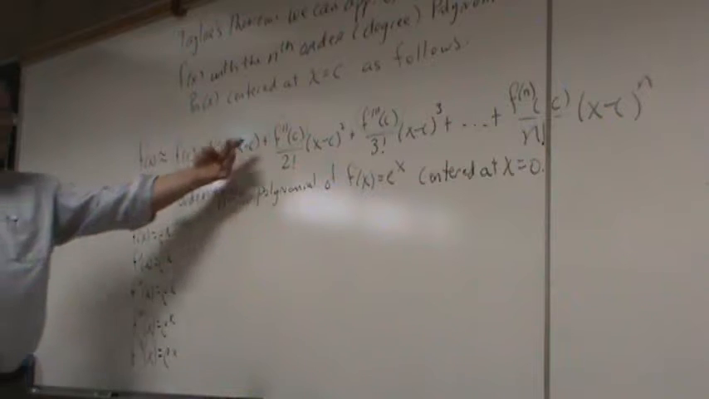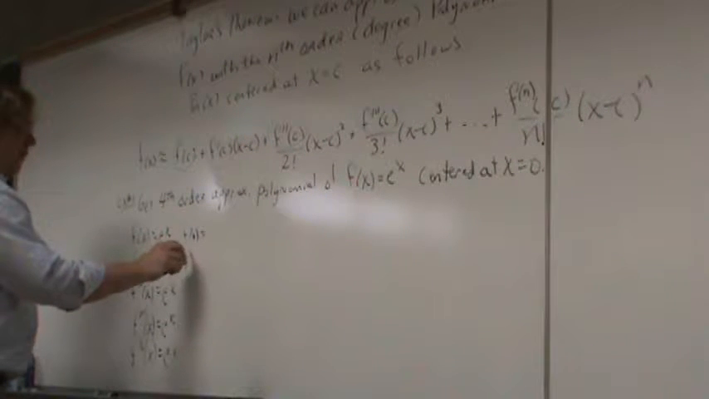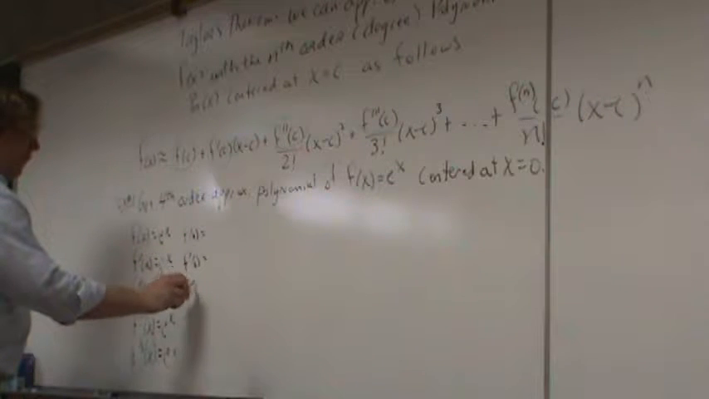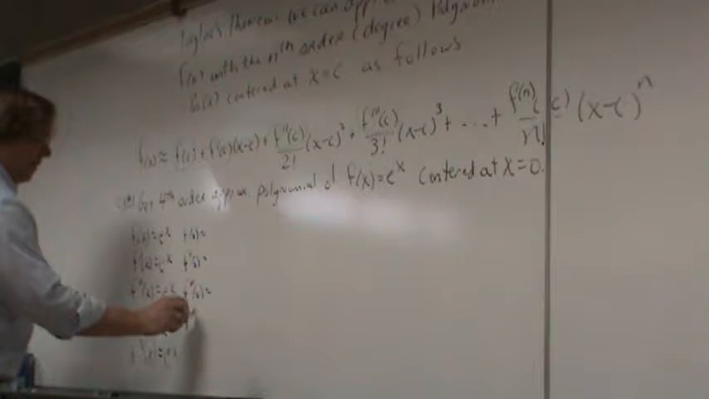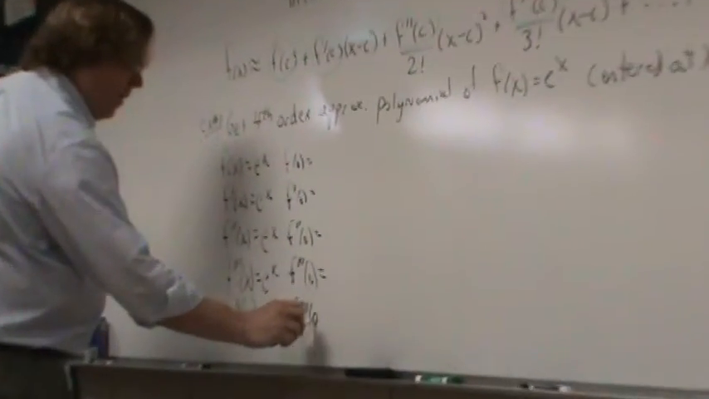Now I need to find all of those values. I need to find what f of 0 is, what f prime of 0 is, what f double prime of 0 is, etc. I'll just use 4 little slashes instead of the Roman numerals. Some books like to use the Roman numerals.